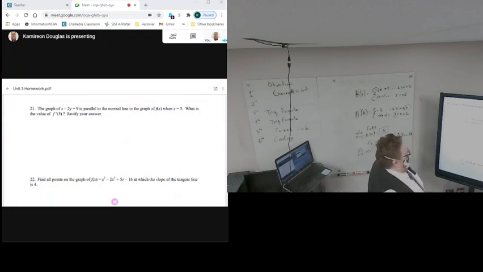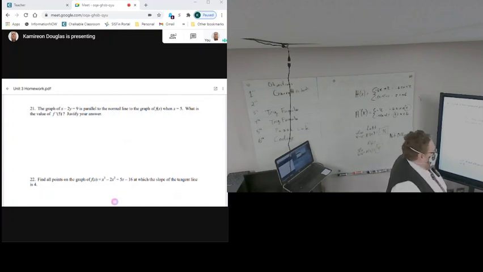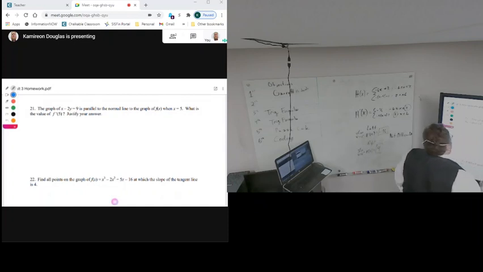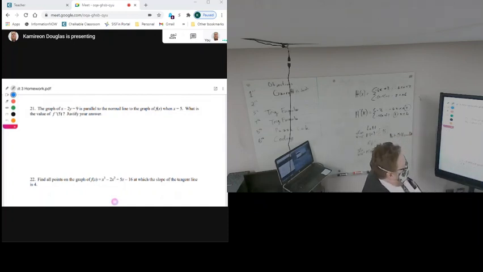The graph of x minus 2y is equal to 9 is parallel to the normal line to the graph of f of x when x equals 5. What is the value of f prime of 5? Okay, there's a lot of terminology here. Let's talk about this one piece at a time. I'm going to ignore the last part for a second. Let's discuss what this means.